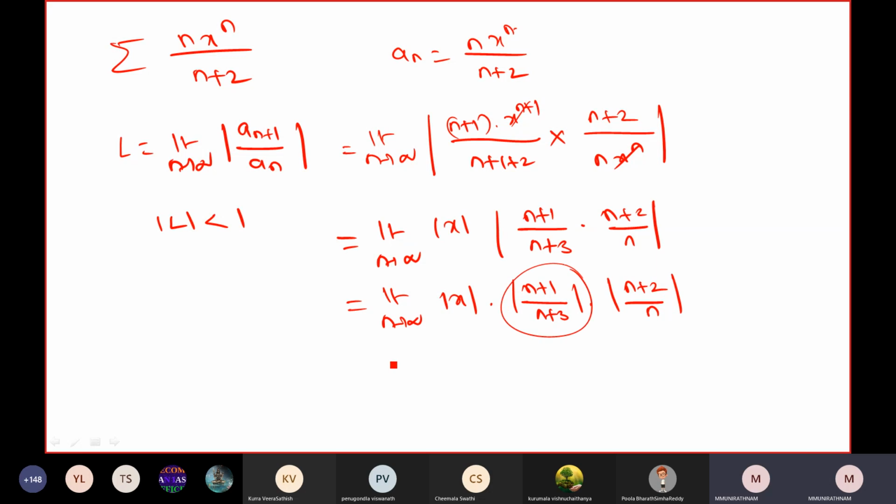So what is the value of (n plus 1) by (n plus 3), and of (n plus 2) by n? Anyone? Yes, this will be 1. By taking n common, you will get 1. So now we have mod x.